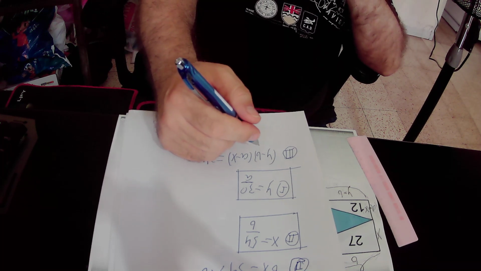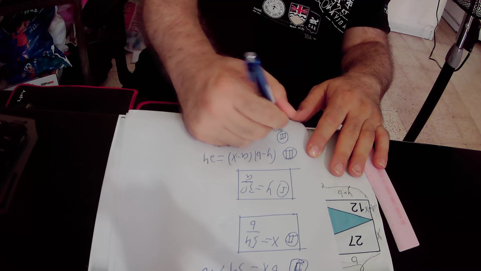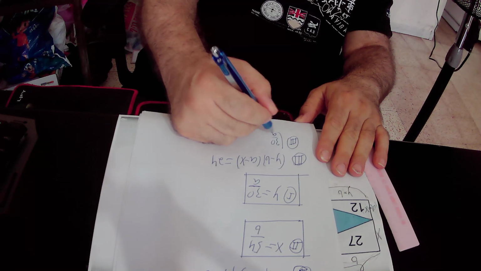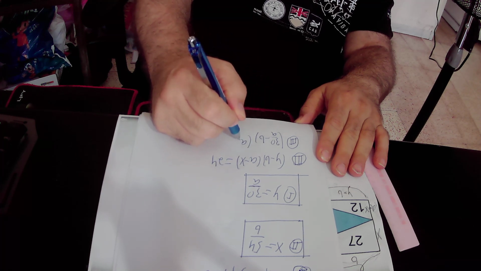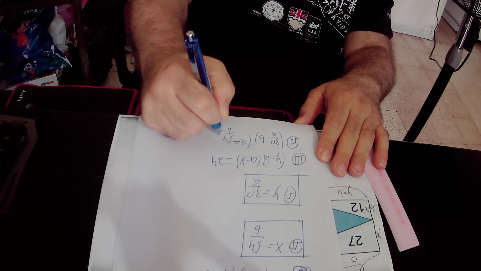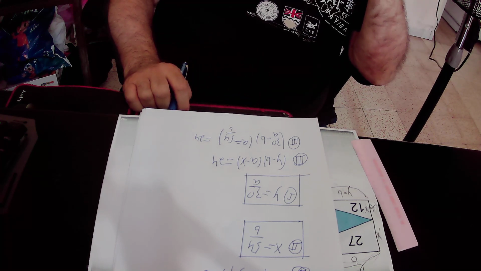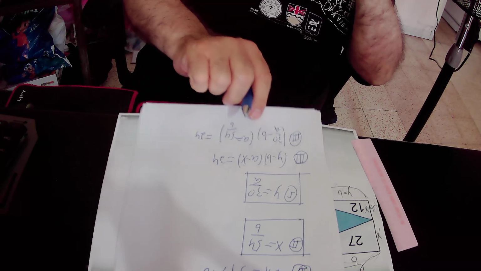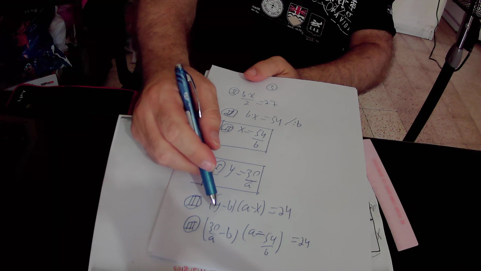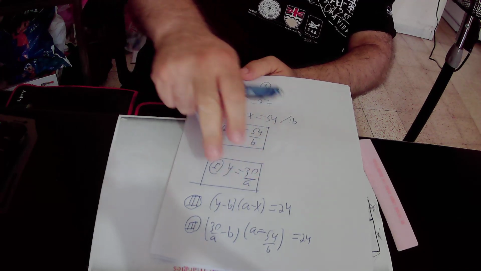So we'll substitute y by 30 over a and x by 54 over b. Now we will open the brackets in the third equation.